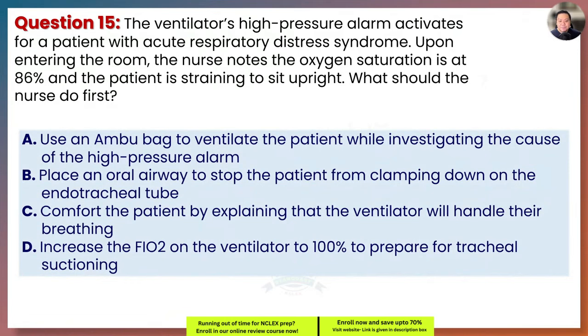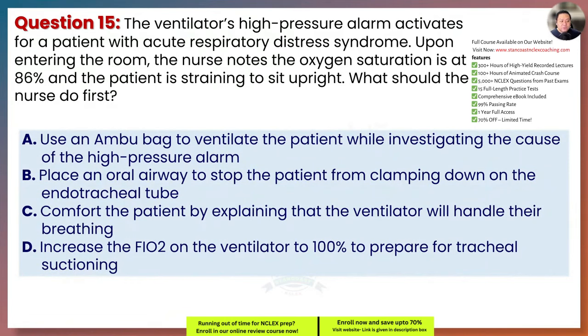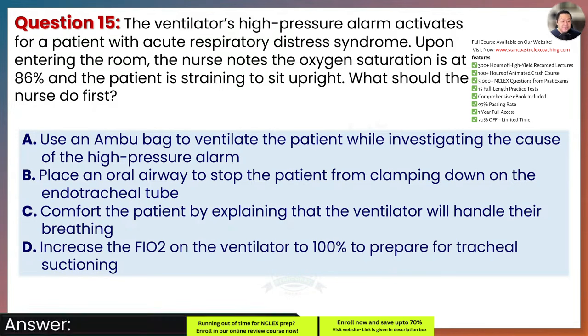Options: A, use an ambu bag to ventilate the patient while investigating the cause of the high pressure alarm. B, place an oral airway to stop the patient from clamping down on the endotracheal tube. C, comfort the patient by explaining that the ventilator will handle the breathing. And D, increase the FiO2 on the ventilator to 100% to prepare for tracheal suctioning. The answer here is letter A.